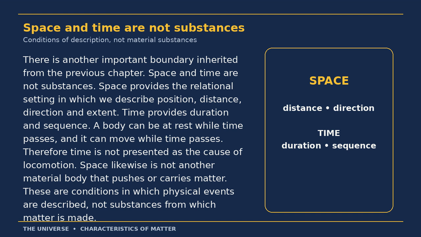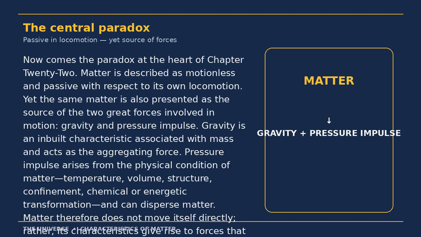Now comes the paradox at the heart of chapter 22. Matter is described as motionless and passive with respect to its own locomotion. Yet the same matter is also presented as the source of the two great forces involved in motion: gravity and pressure impulse. Gravity is an inbuilt characteristic associated with mass, and acts as the aggregating force. Pressure impulse arises from the physical condition of matter: temperature, volume, structure, confinement, chemical or energetic transformation, and can disperse matter. Matter therefore does not move itself directly. Rather, its characteristics give rise to forces that act upon matter.